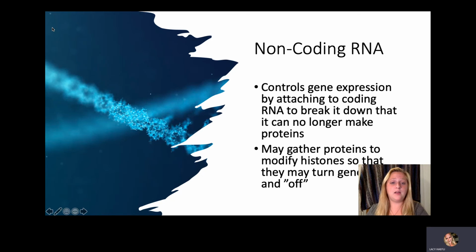Finally, non-coding RNA controls gene expression by attaching to coding RNA to break it down so that it can no longer make proteins. It can also gather proteins to modify histones so that they may turn genes on and off. This type of non-coding RNA does play a major role in brain development and function. So there it is, occurring naturally.